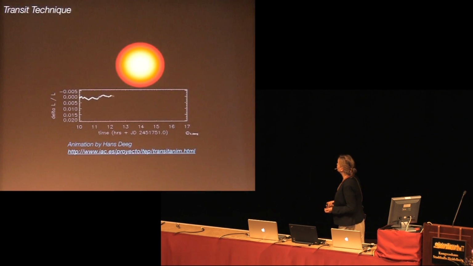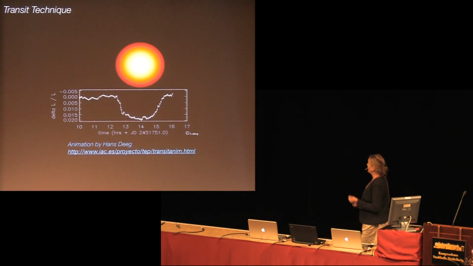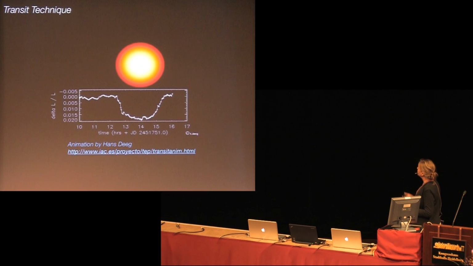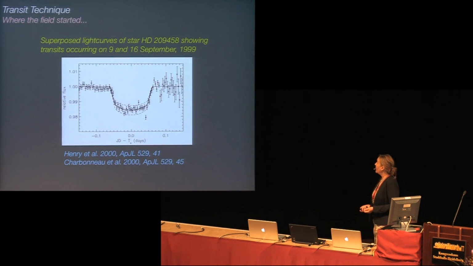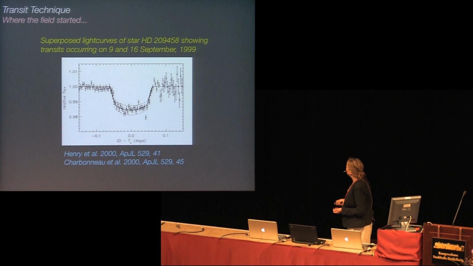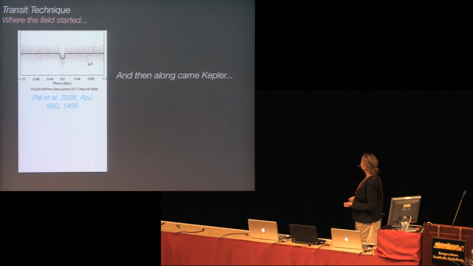The next technique that has been so incredibly productive is the transit technique. Here you see a cartoon showing the light curve that we get as a planet transits its host star. Starting in the beginning, where the field started was with HD 209458. And you can see there the precision, right? Watching how the precision improves with time is one of the most interesting things to me. So this goes back to the year 2000.